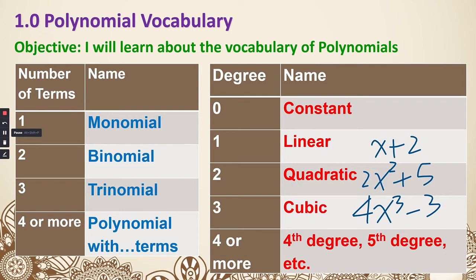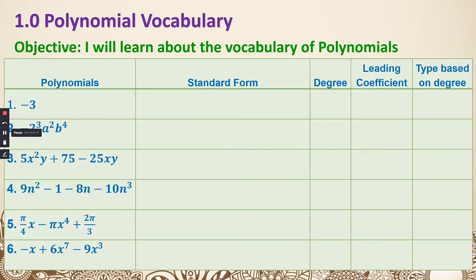Now let's look at some more examples to practice classifying polynomials and those other definitions. First, number 1, -3. The standard form is just itself. As for degree, it's a constant, so the degree is 0. Leading coefficient. That one doesn't even have any other terms, so we'll just say the leading coefficient is -3, or it could just be no leading coefficient because there's no variable. As for type based on degree, that is a constant.